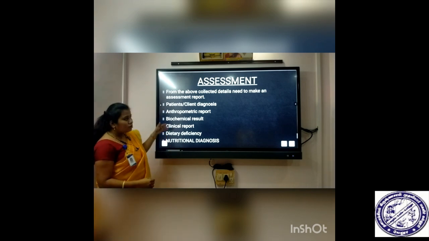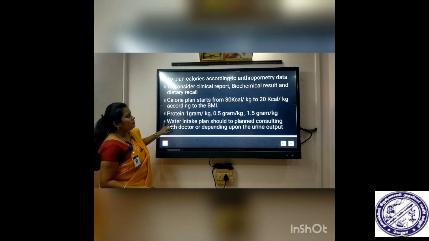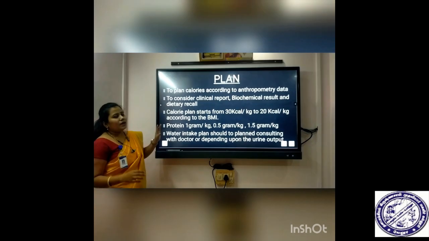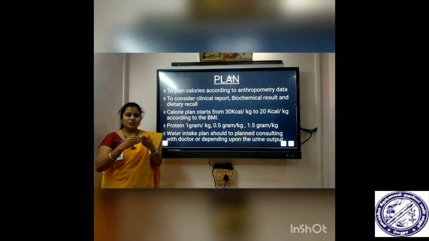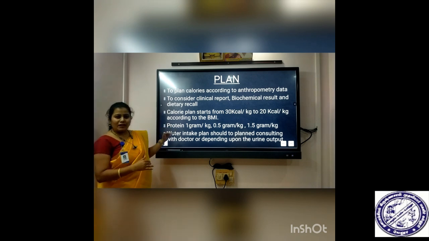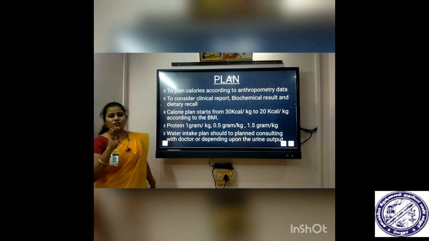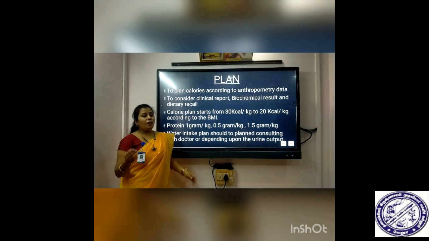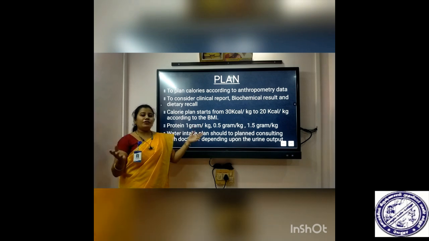So from those assessments, we need to plan his calories. The calories should be planned according to the anthropometric data. First, we need to give priority to the anthropometric data. If he is not normal and not obese but overweight, we need to restrict his calories, and we need to concentrate on what should be restricted in the diet. Likewise, we plan the calories. For overall calories, if he is normal, we should give 30 calories per kg per day. If he is completely obese, we can go for 20 calories.